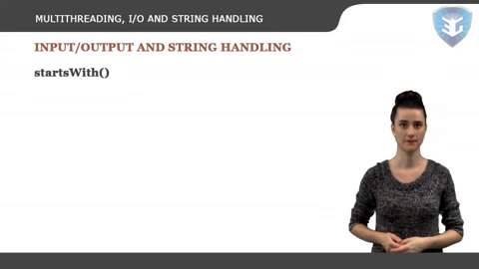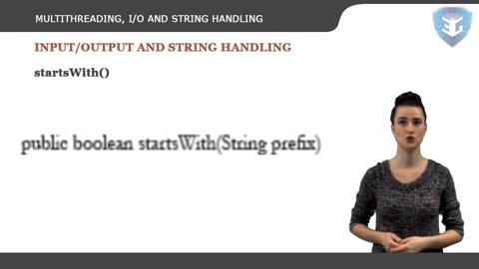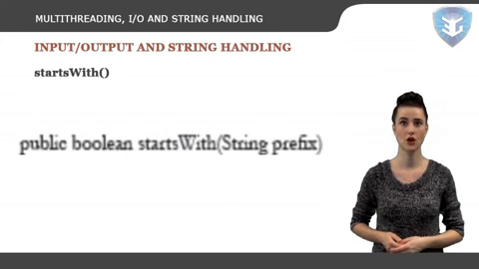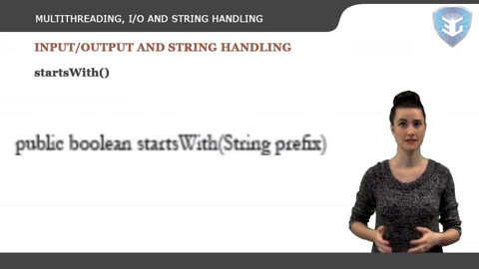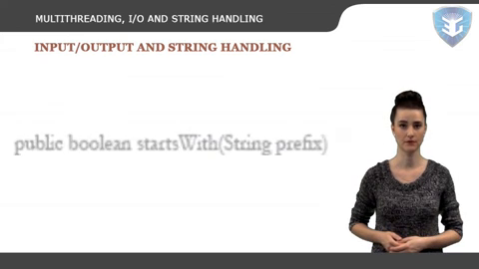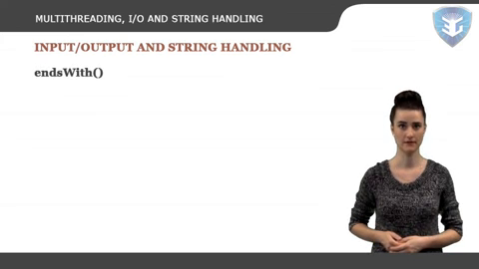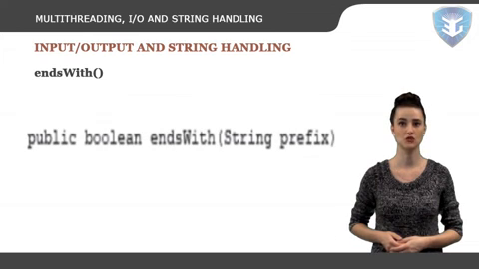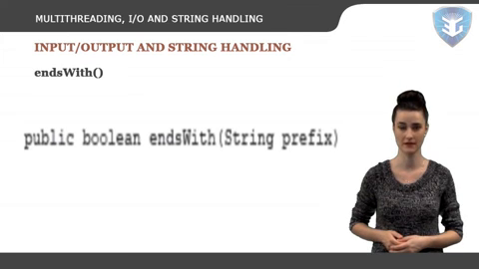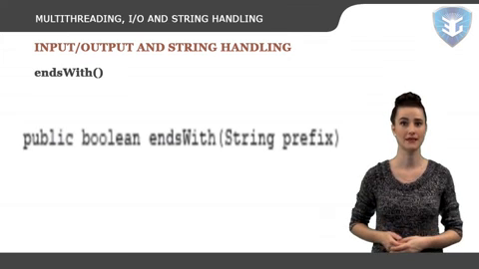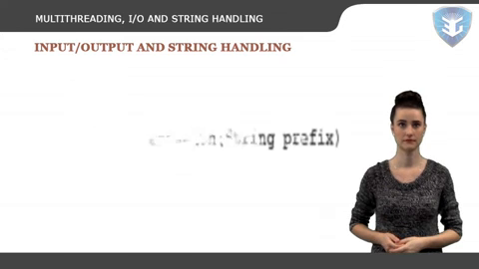Starts with method. The startsWith method is used to check whether the invoking string starts with the same sequence of characters as the substring passed as an argument to the method. The signature of the method is as shown. Ends with method. The endsWith method is used to check whether the invoking string ends with the same sequence of characters as the substring passed as an argument to the method. The signature of the method is as shown here.